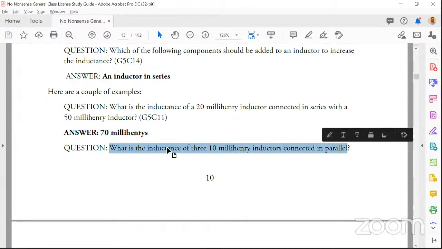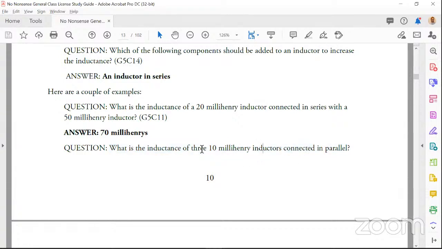Next question. What is the inductance of three 10 millihenry inductors connected in parallel? We did this as a worked example, but we'll still dissect the question. We're dealing with inductance, and they're telling us that we have three inductors, each of 10 millihenry value. And how are they connected?